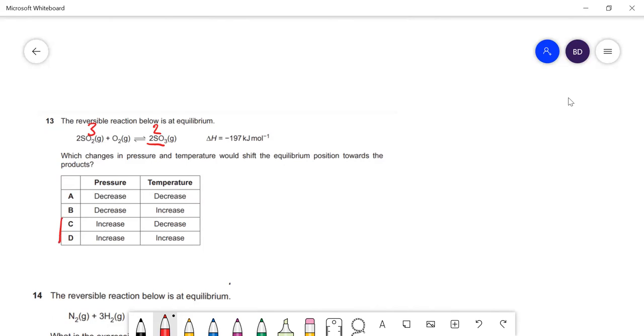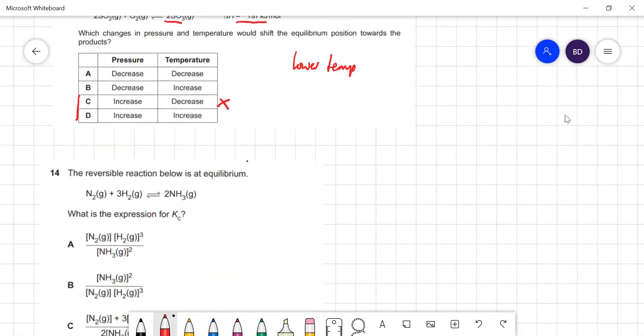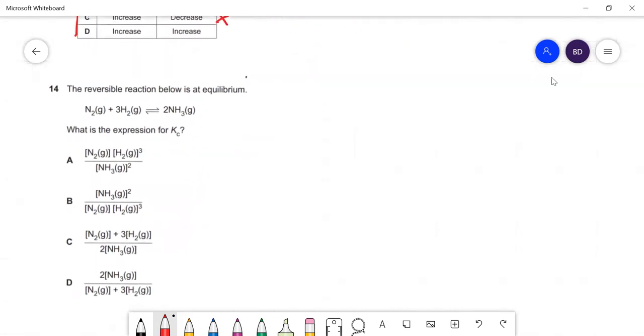Now, the forward reaction is exothermic, so that means we should lower the temperature. If we lower the temperature, Le Chatelier tells us it's going to try and raise the temperature by moving in the exothermic direction. We're going to get more products. So we want a decrease in temperature. So C is the right answer: an increase in pressure, a decrease in temperature. It's a fairly straightforward question.